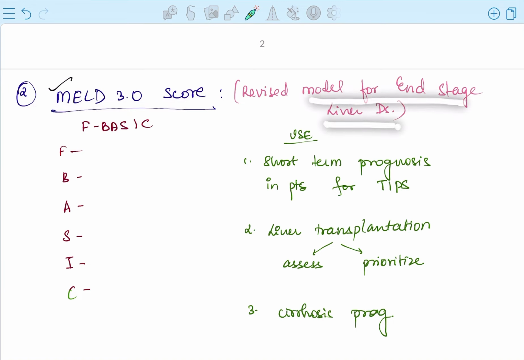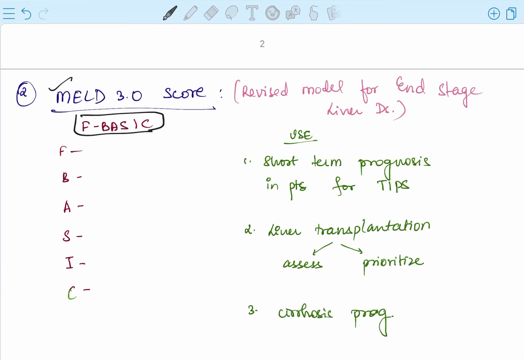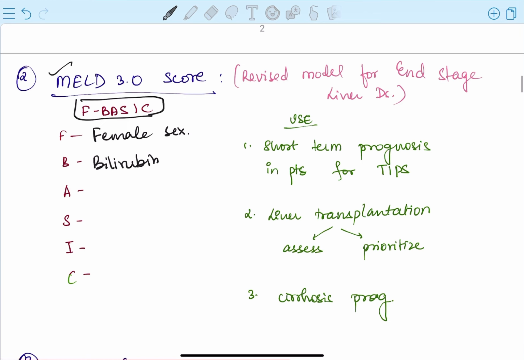The MELD score is nothing but model for end-stage liver disease. There is a revised MELD score that has recently come up. So under this, the mnemonic to remember the parameters is F basic. F stands for female. B stands for bilirubin. So female sex is considered a risk factor or a bad prognostic factor, and B stands for bilirubin.